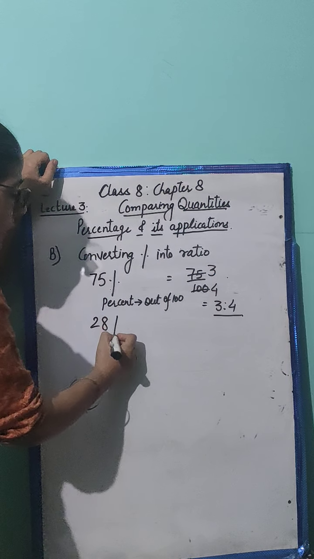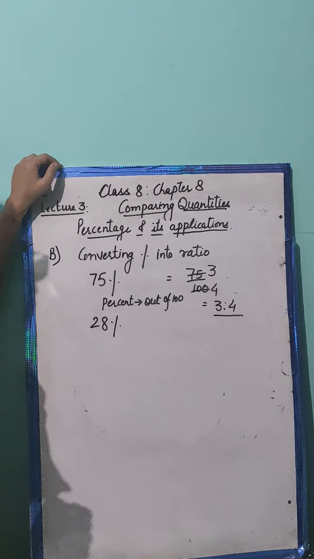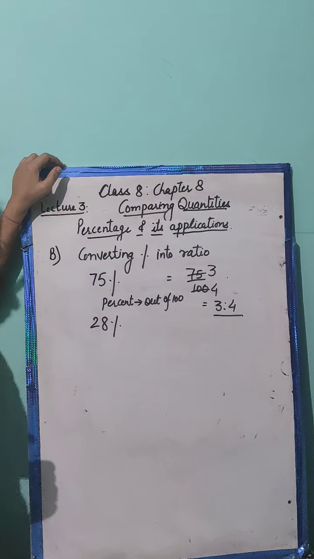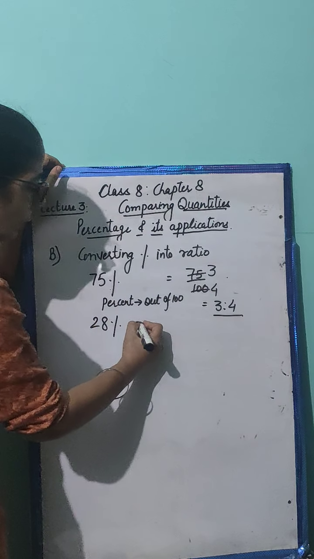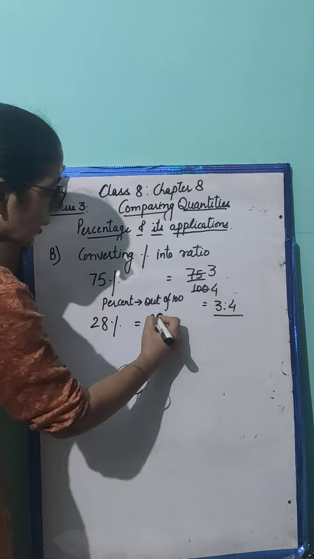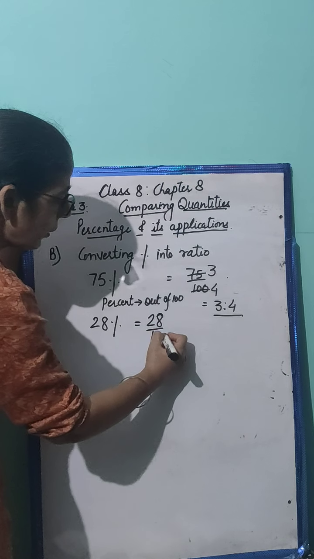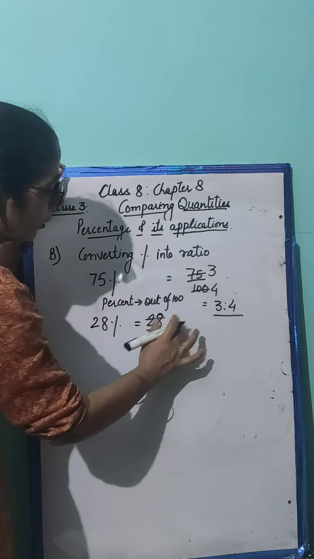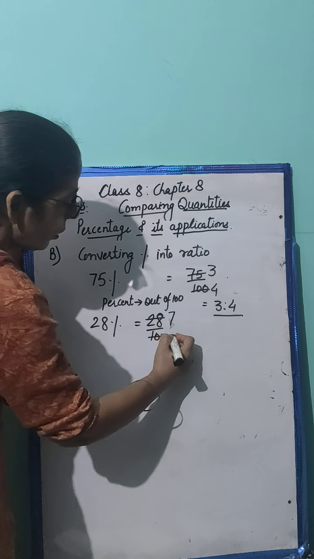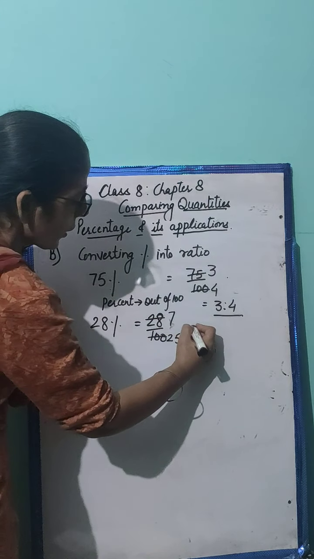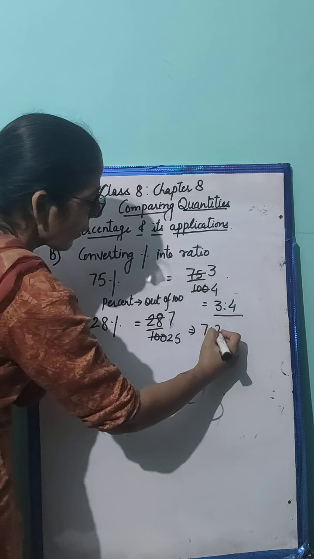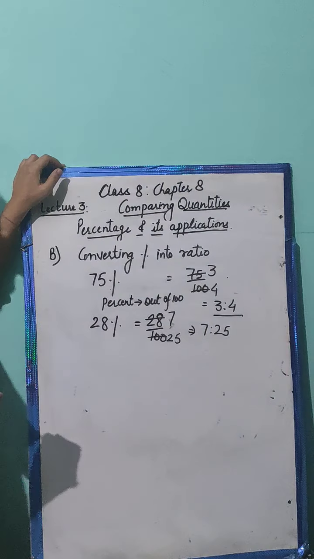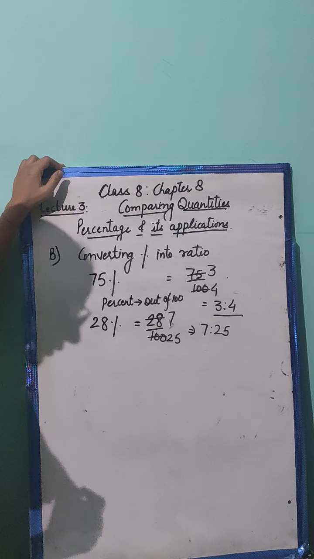Now, if I ask you to change 28% into ratio, try yourself. What will we do? 28 out of 100. 4 sevens are 28, and 4 twenty-fives are 100, and the answer will be 7:25. Have you understood this?